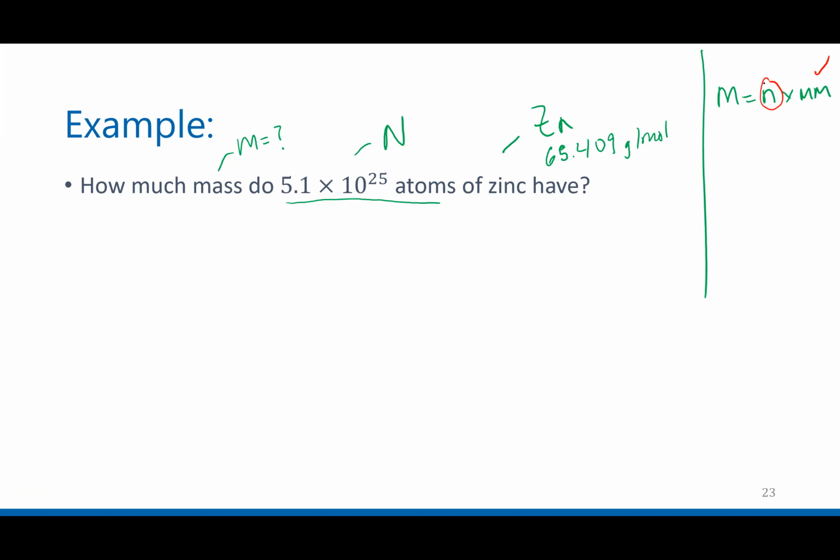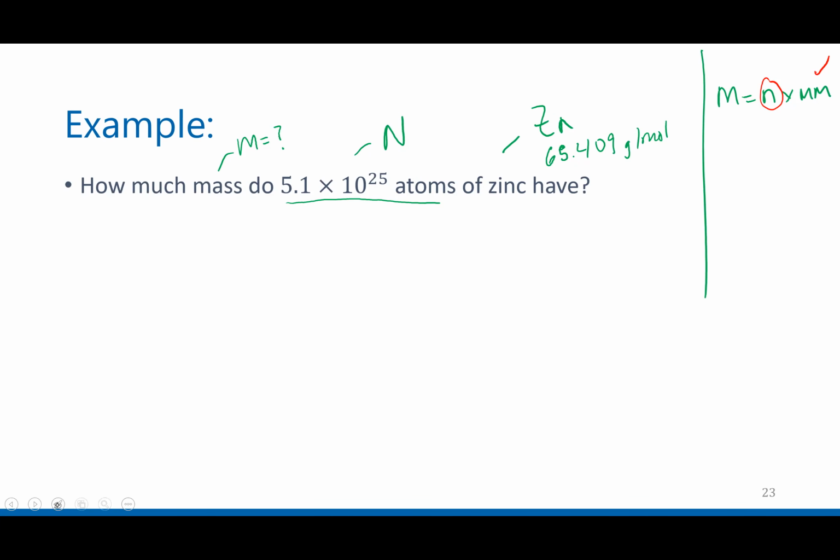What I can do, however, is I know how many atoms of zinc I have. So what I can do, I'll use a light green for this, is use this formula to find moles first, then I can answer this question. So what I would do is use this formula to find moles and plug it in. I say plug it in, I mean put it in my top equation.